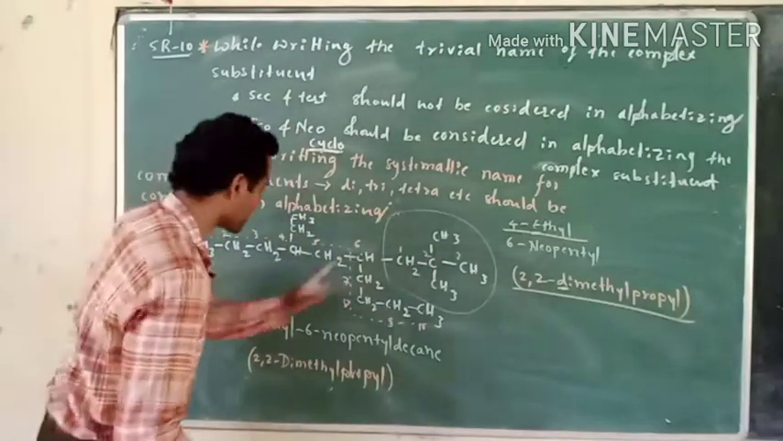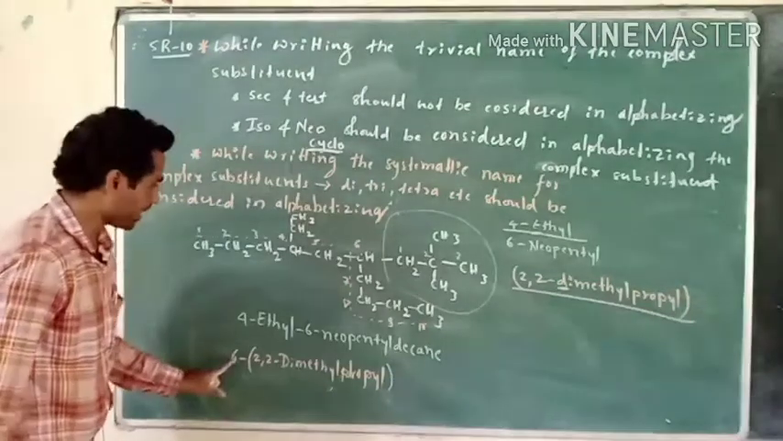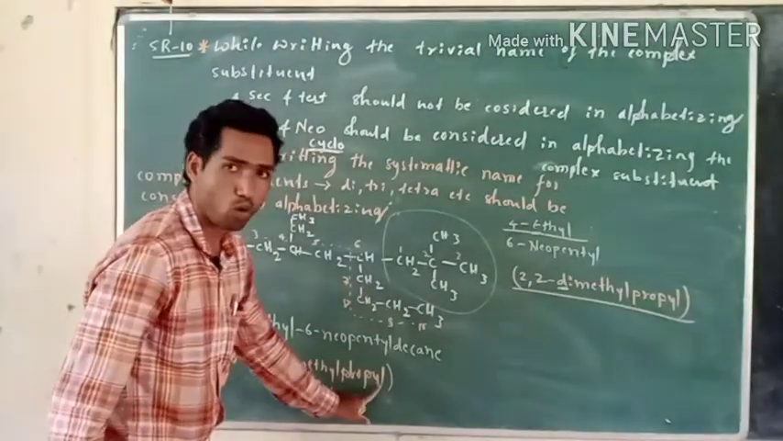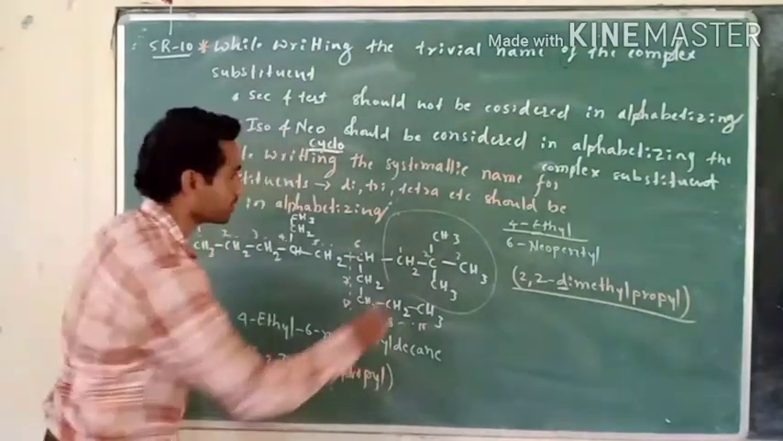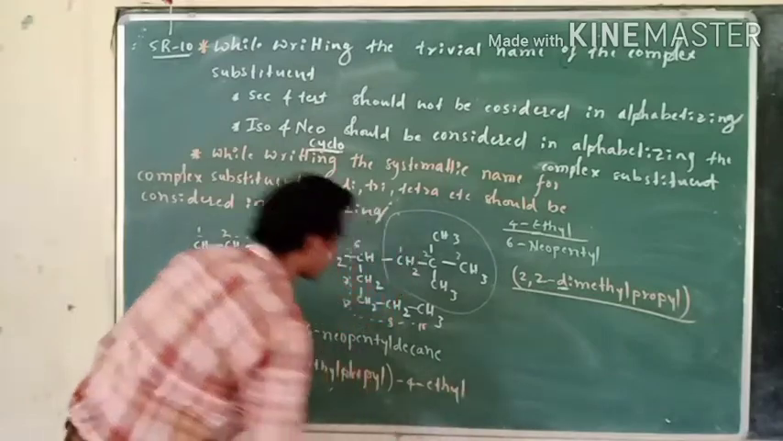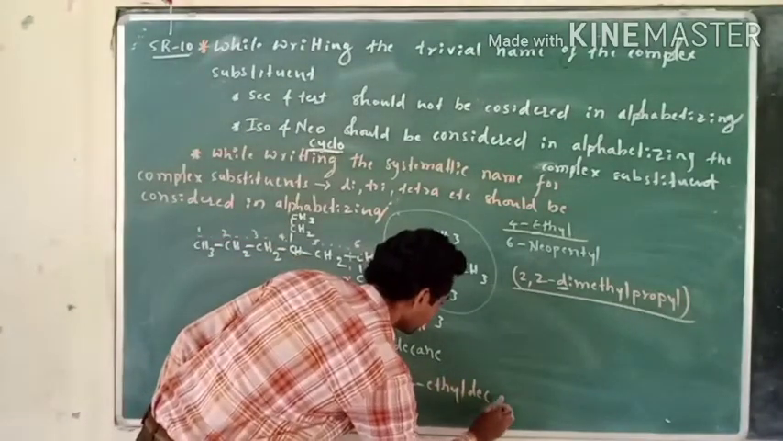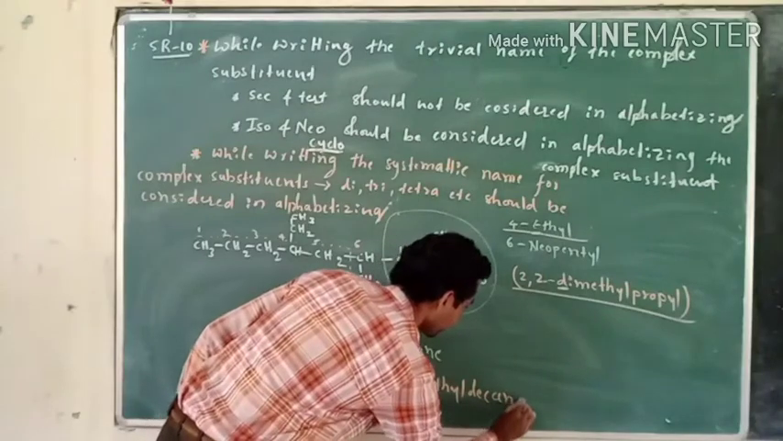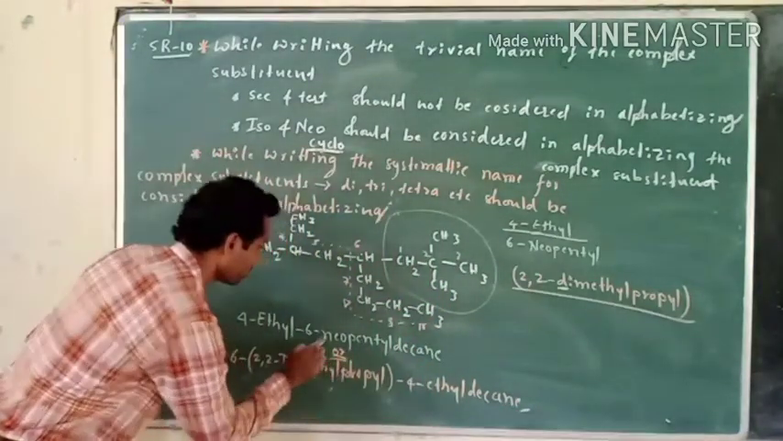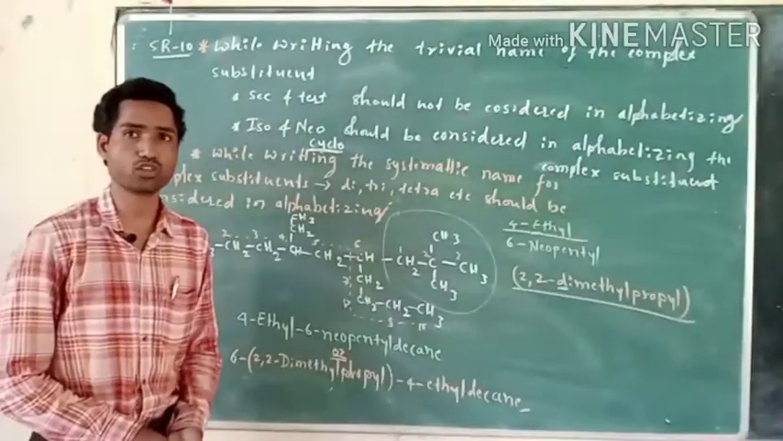To which carbon is it attached? At the 6th carbon it is attached. Right. So next thing is 2,2-dimethylpropyl. Then next substituent is at the fourth position, ethyl. Next root word is dec. Primary suffix is ane. This is the name of the molecule. Either you can name this one or this one. Both are correct according to the IUPAC rules.